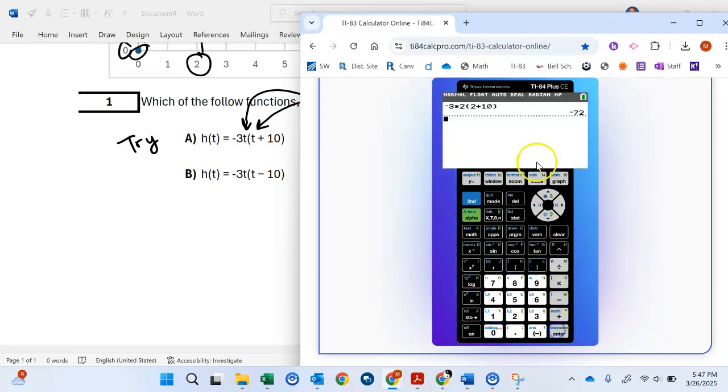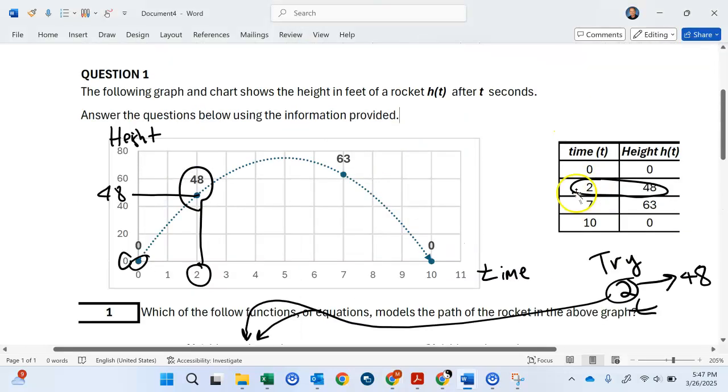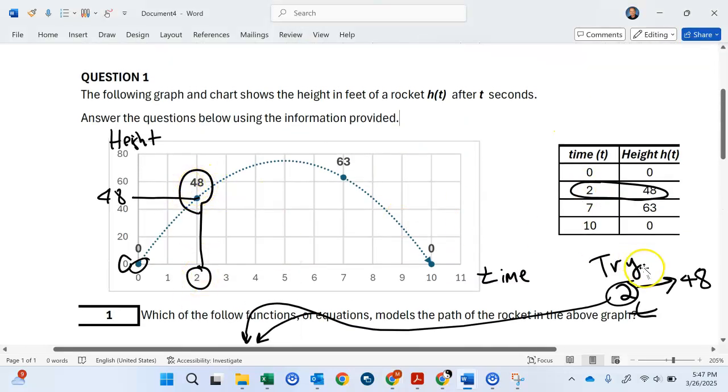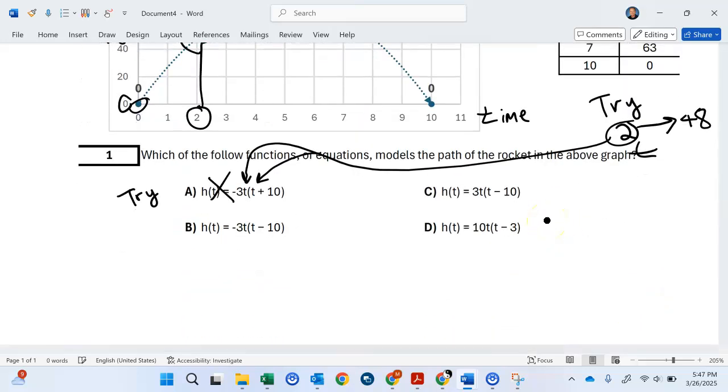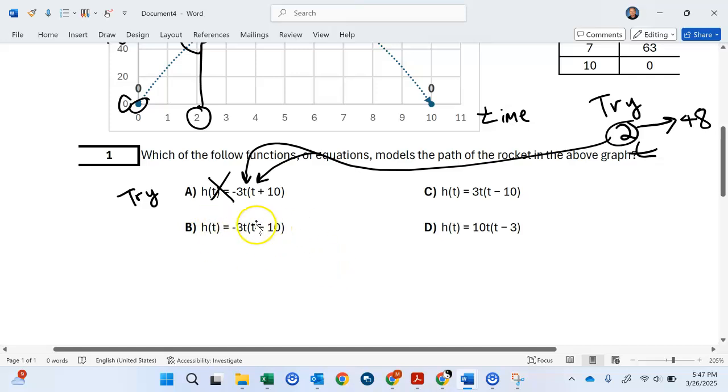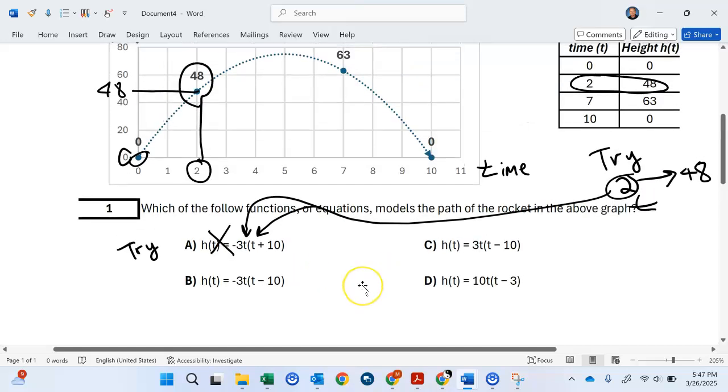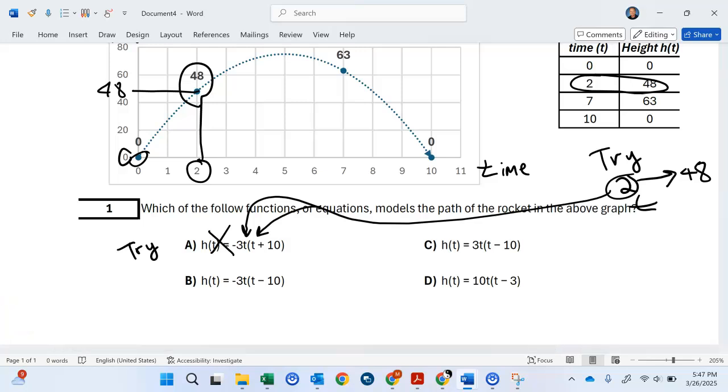And then what do I get? I hit enter and I get negative 72. What should I get? When t is 2, it should be 48. So that tells me this one is wrong. Now I'm going to try this one right here. Try it out on your calculator, see what you get, and I'll try it real quick.